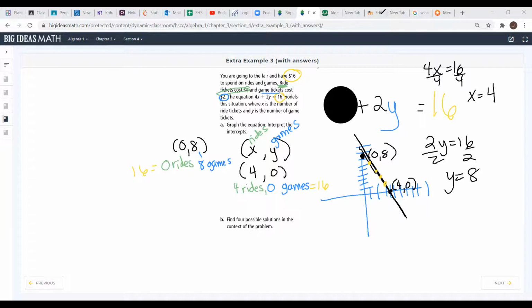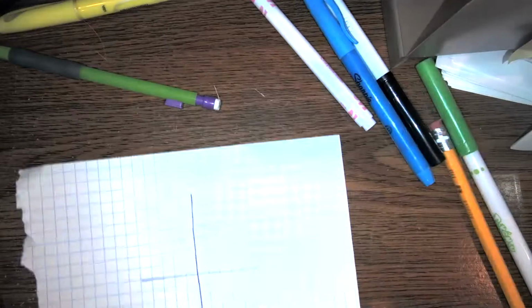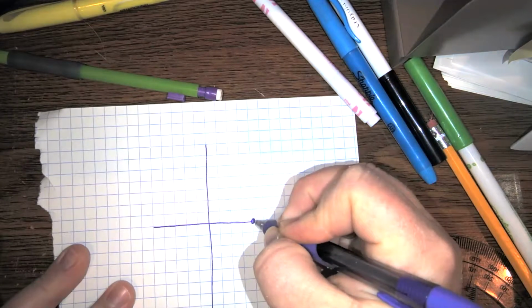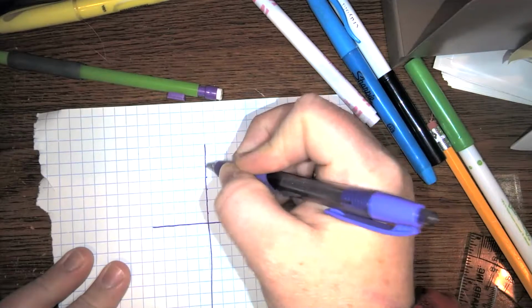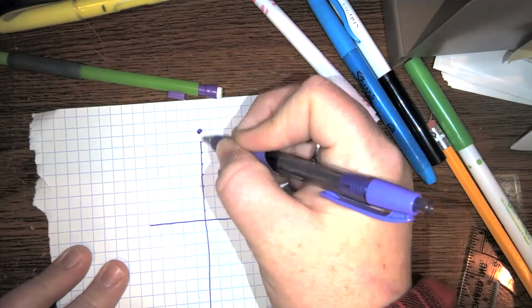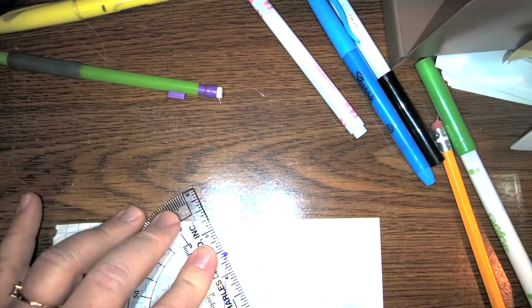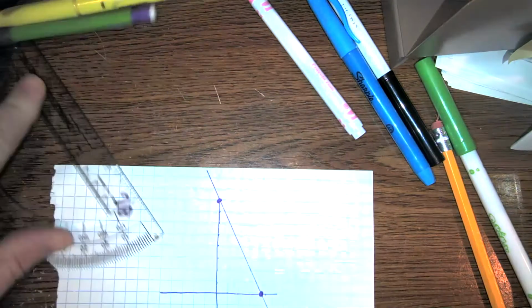So let me go back and I'm going to share with you my graph. All right, so here we go. Remember our intercept, so I want to do a really good job. Our intercept was 1, 2, 3, 4, right? And I'm using graph paper. And the other one was 8. 1, 2, 3, 4, 5, 6, 7, 8. So I'm going to connect the two here. I'm going to do a really good job being very accurate.